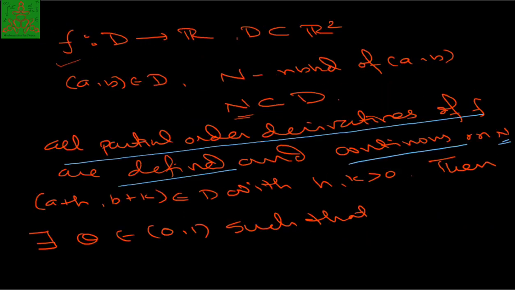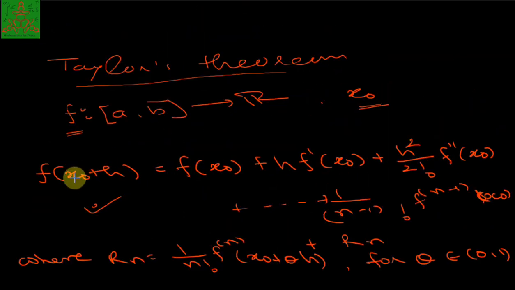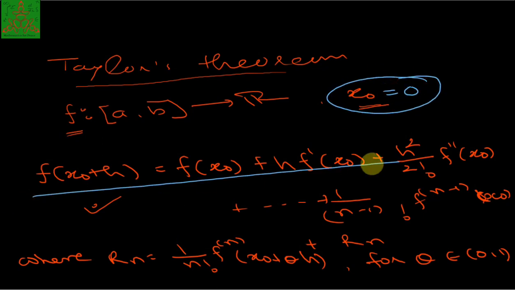So I am discussing here the proof. To prove this, we are going to use a Maclaurin series for functions of one variable. What is the Maclaurin series? In the Taylor series, if x0 is 0, then that is known as a Maclaurin series. That you also know. So I am going to use that Maclaurin series.